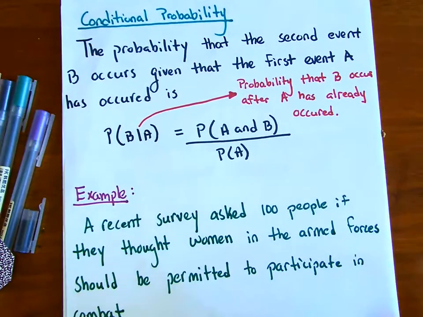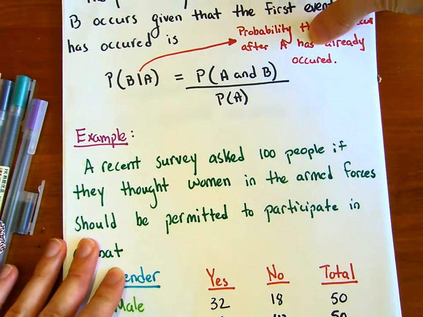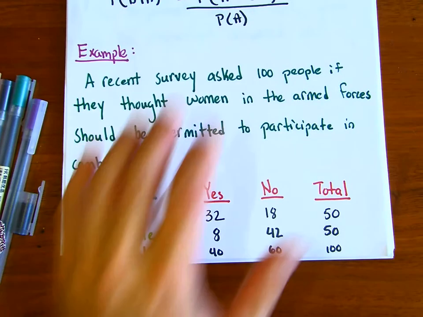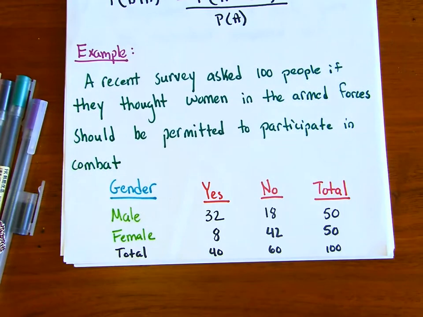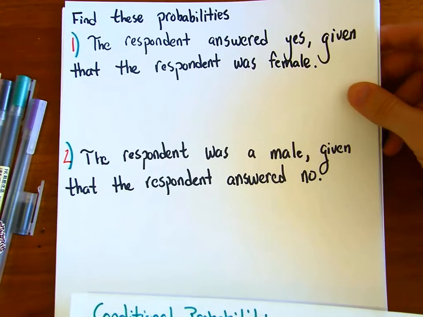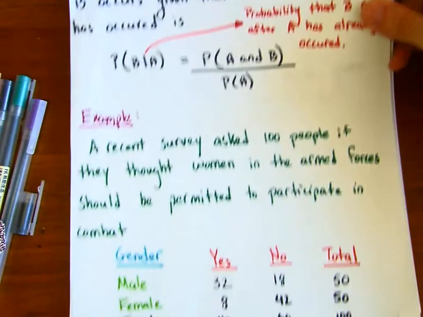Okay? Let's move on to the next part. This lesson is almost done after this example. So let's take a look here. Take a second and copy this down, and we'll go over it together. Also copy these two questions down as well, this one and this one, 1 and 2. Okay. So let's take a look at this survey.